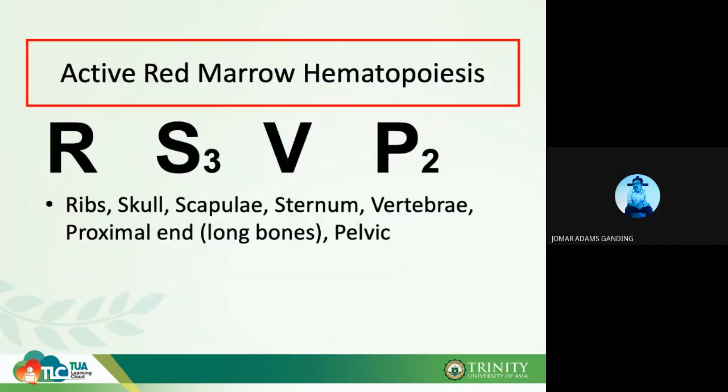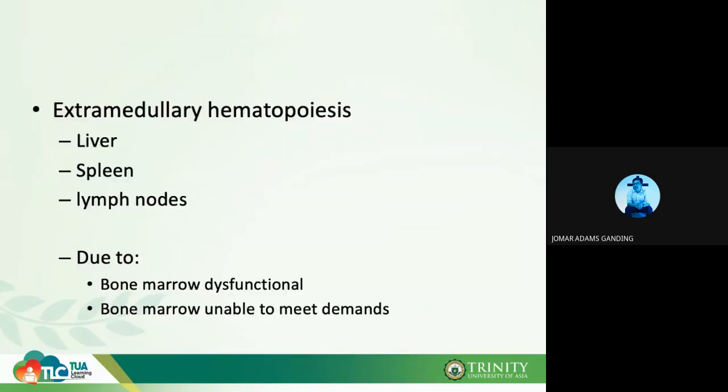So those are the different sites. We have your ribs, your RSVP. But aside from that, there is also what we call extramedullary hematopoiesis. Medullary hematopoiesis is about the bone marrow, but extramedullary hematopoiesis also happens, and that is in your liver, your spleen, and your lymph nodes. So let us try to differentiate one from the other.